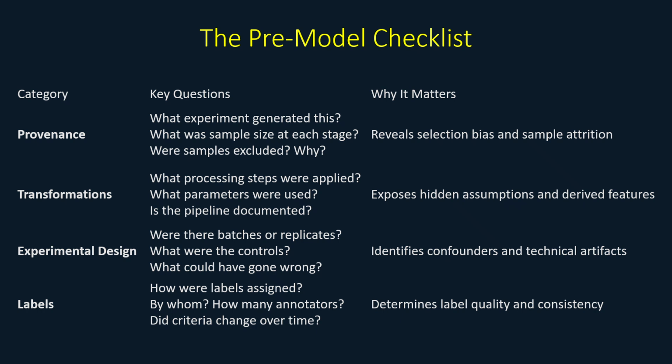Second, you need to understand the transformations that occurred along the way. So what processing steps were applied, what parameters or thresholds were used. And then you need to look at the batch structure: were samples processed in groups, different days, different instruments? What about different sites? If so, those groupings also matter. And then clarify how labels or annotations were assigned.